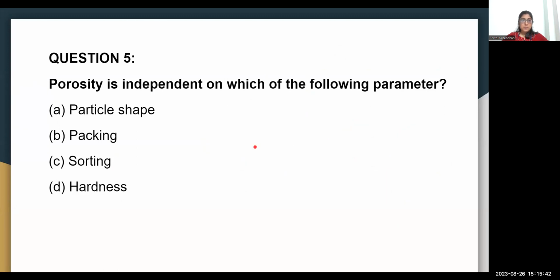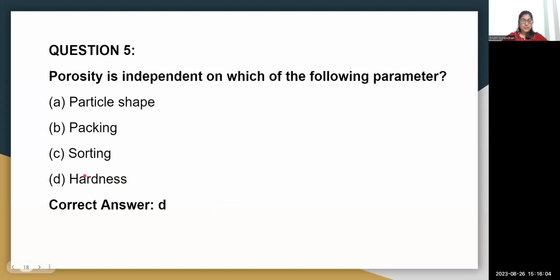Next question. Porosity is independent of which of the following parameters? Is it independent of particle shape, packing, sorting, or hardness? Correct. So porosity is independent of hardness, whereas it is dependent on particle shape, packing, and sorting.